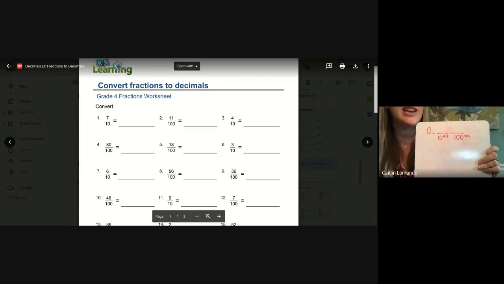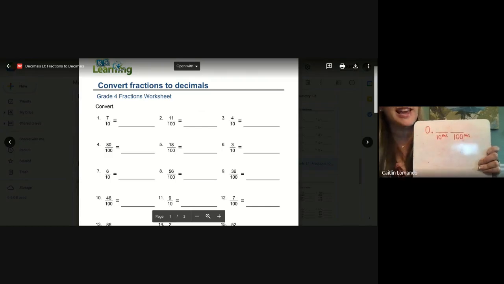We have 80/100ths. Let's pause and think about how we would write this as a decimal. If you got 0.80, you are correct. That's how we write 80/100ths. Let's look at number 5.